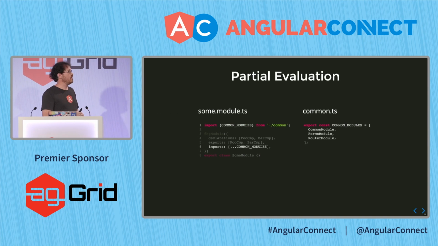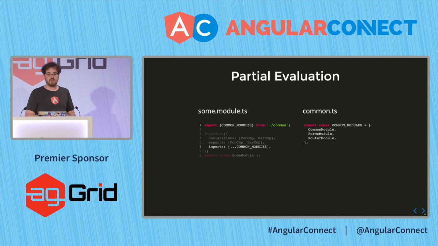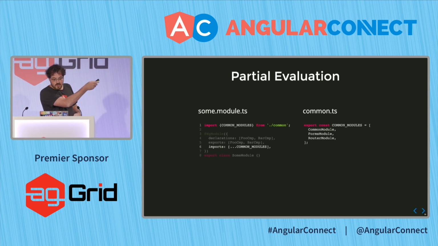And we can use this to understand even more complex things, such as importing a variable from a different file. Right? Thanks to partial evaluation, the compiler will actually evaluate the imports reference here and read the constant in the other module.